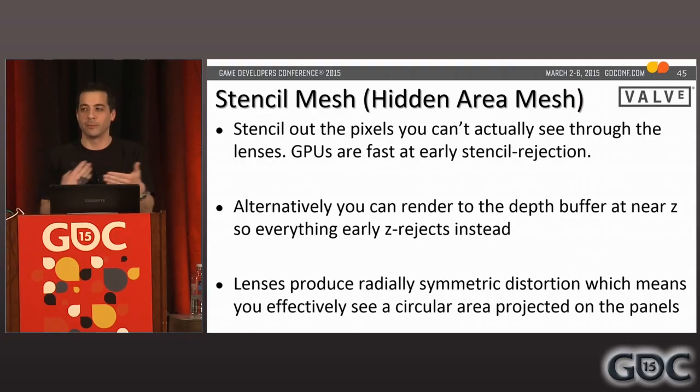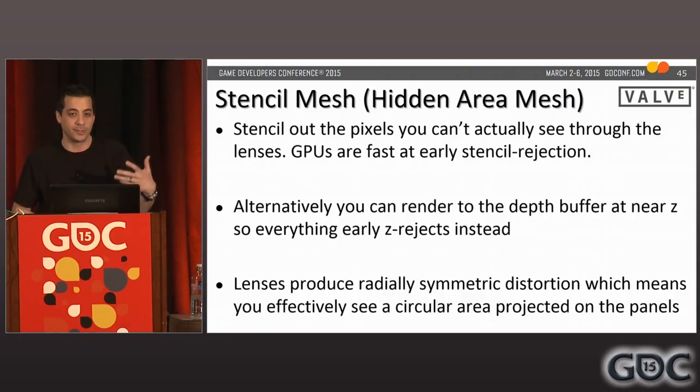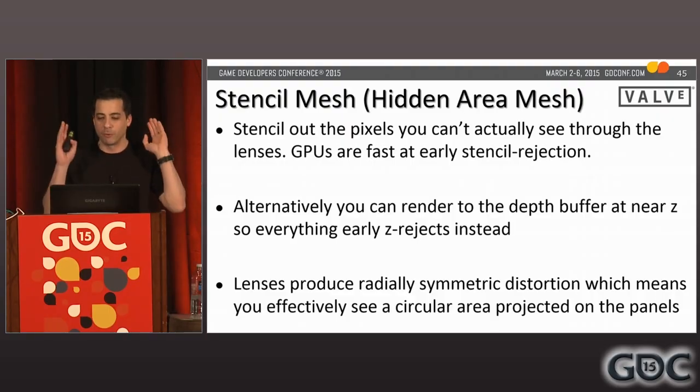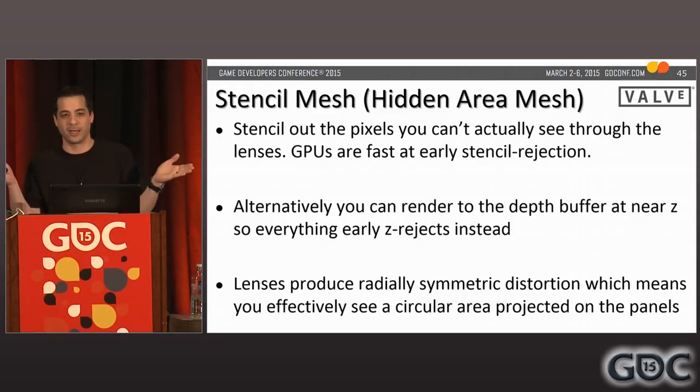You can't actually see all the pixels on those panels. And so the idea is to figure out a screen space mesh you can render and stencil out all the pixels you can't actually see. All right. Alternatively, if you can't use the stencil buffer for some reason, because your renderer is already using it, you can also render it to near Z and early Z reject all those pixels. Okay. But the idea is that your lenses produce, at least in the HTC Vive, a radially symmetric distortion, which means effectively we're projecting a circular area onto the panels. Anything outside that circle, you're not going to be able to see.